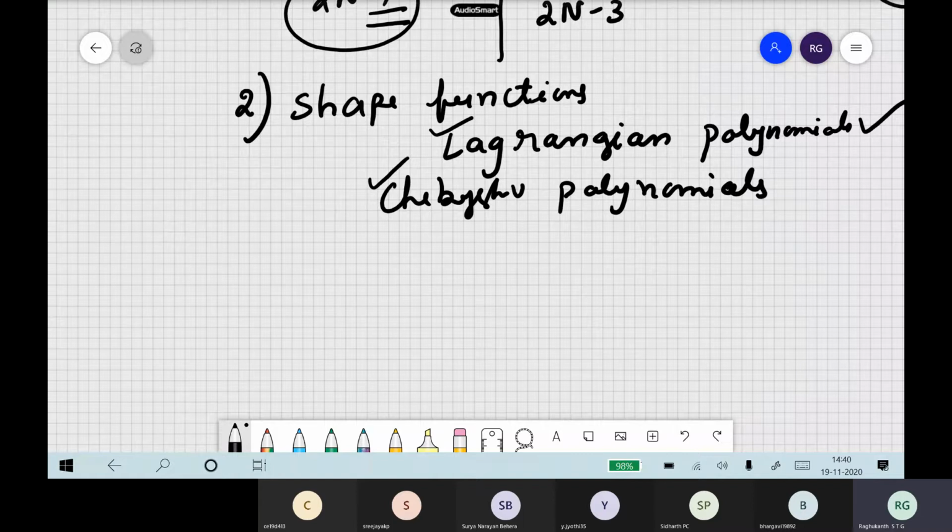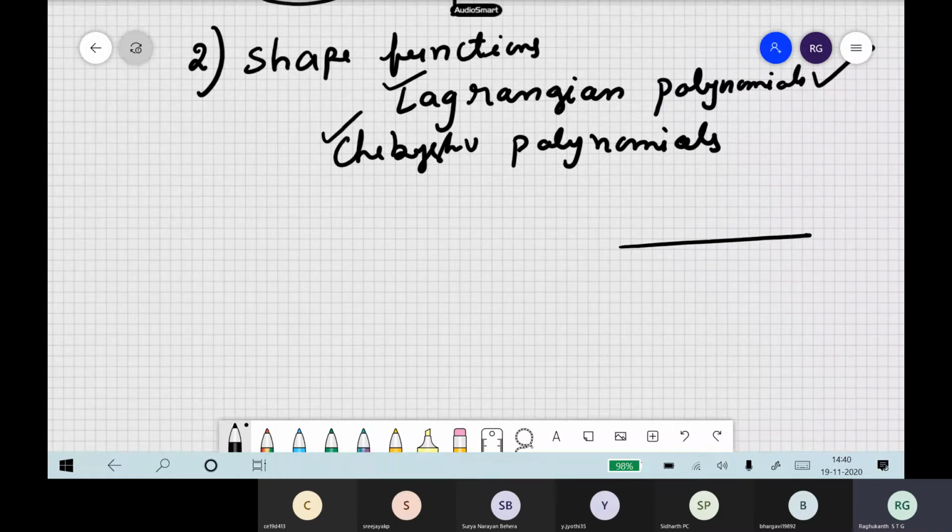Now, when you do interpolation, if you want to fit, say, a straight line, how many points are required? So 2 points. You followed, right? If you want to fit a quadratic, then 3 points are required.